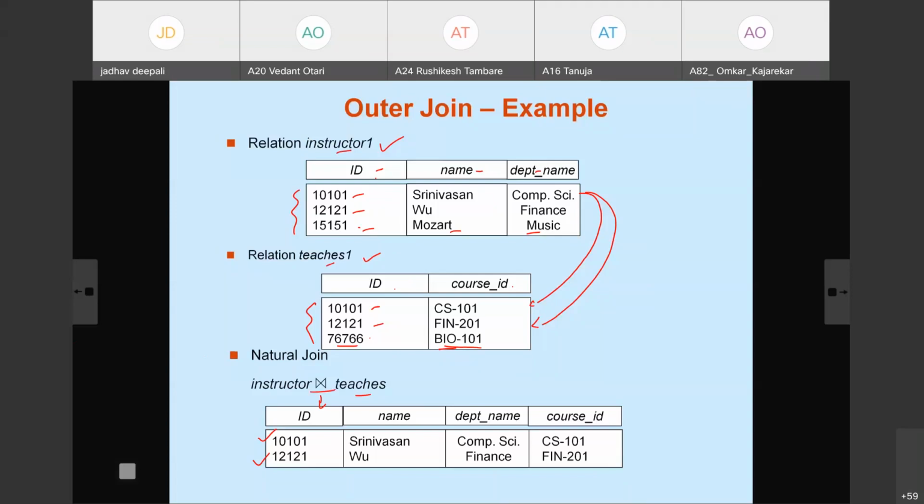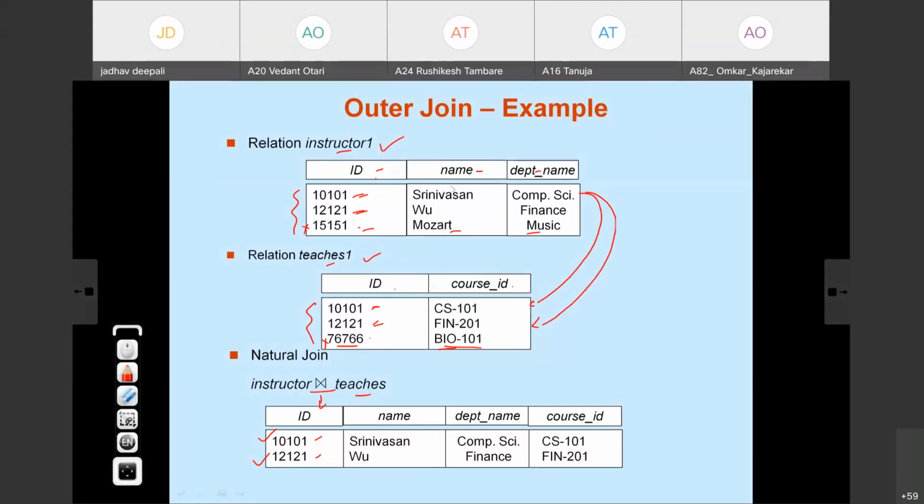So it first makes the Cartesian product, attaching every tuple of instructor with every tuple of teachers, and then after that it enforces selection on those attributes which are common. So 2 will appear, we miss the information about these two, and this is known as loss of information, or we can call it the drawback of natural join. So how to avoid this loss of information? For that we use the outer join concept.